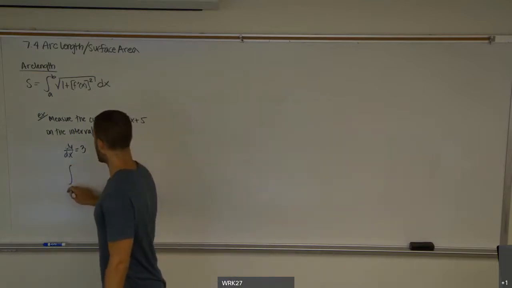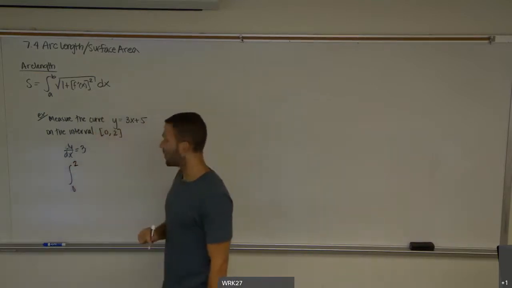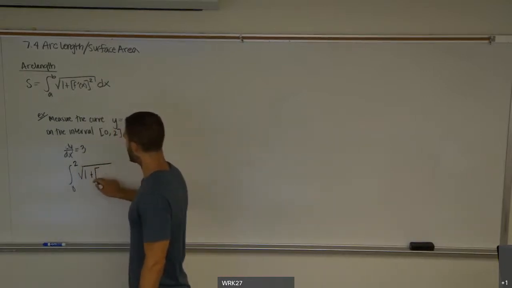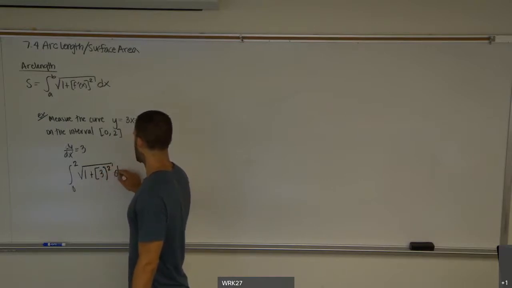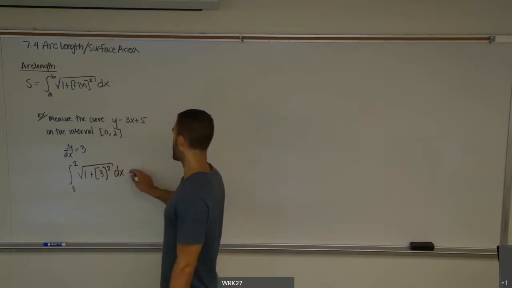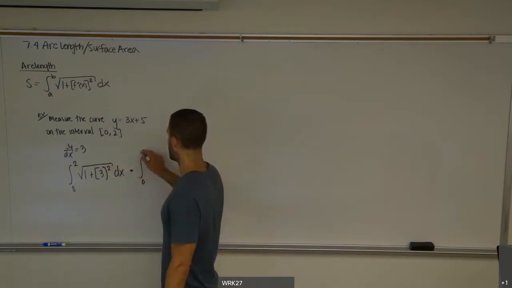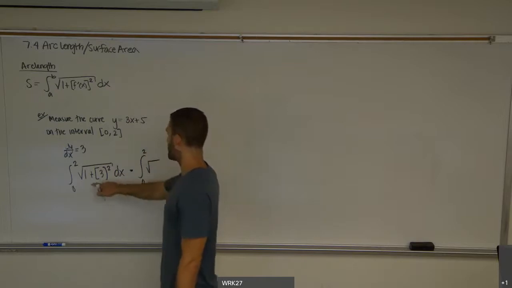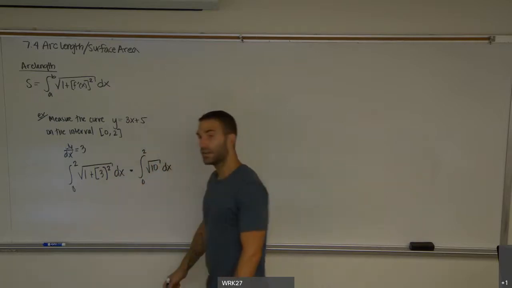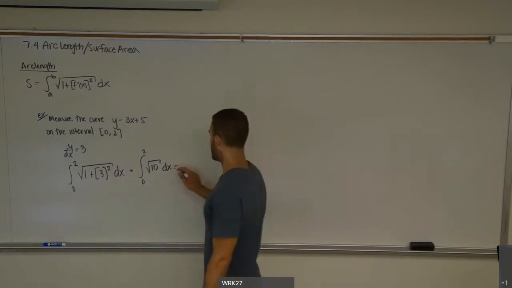We're going to be integrating from 0 to 2. That's the interval I'm given. The square root of 1 plus the derivative, which we saw was 3 squared, dx. And you see there's nothing in terms of x here. It is just a constant. We're going to get the definite integral from 0 to 2, the square root of 10 dx. This is just a constant, which can be pulled out.